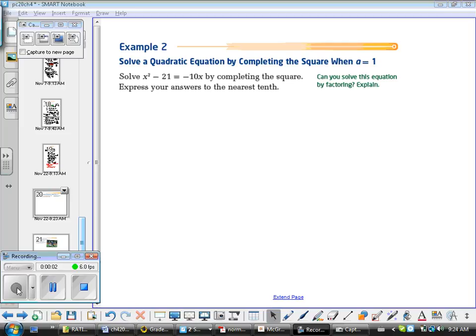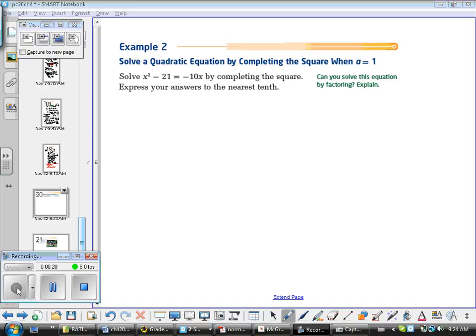All right. So example 2, it's another one. Solve a quadratic equation by completing the square when a equals 1. Okay, so you don't see anything other than 1 in front of the x squared. That's going to be a little simpler than one that would have a number in front of the x squared. Okay, so we're going to solve this by completing the square.